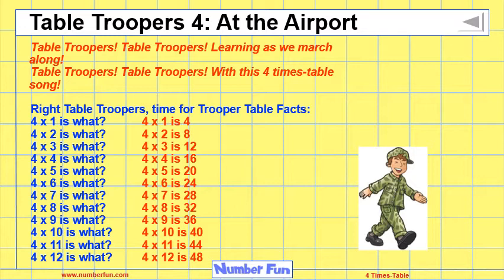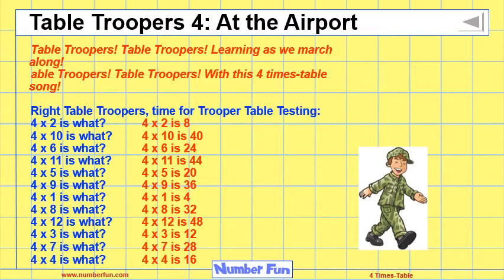Right, troopers, time for trooper table facts. 4 times 1 is what? 4 times 1 is 4. 4 times 2 is what? 4 times 2 is 8. 4 times 3 is 12. 4 times 4 is 16. 4 times 5 is 20. 4 times 6 is 24. 4 times 7 is 28. 4 times 8 is 32. 4 times 9 is 36. 4 times 10 is 40. 4 times 11 is 44. 4 times 12 is 48.